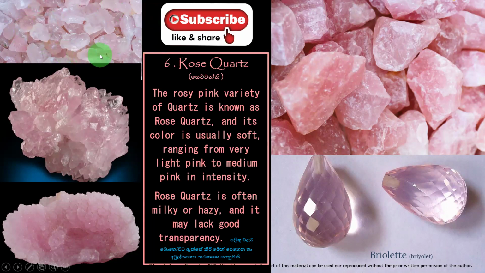Look at this. Number 6 is rose quartz. This is called rose quartz. Rose quartz, you can identify. The rosy pink variety of quartz is known as rose quartz, and its color is usually soft, ranging from very light pink to medium pink in intensity. Rose quartz is often milky or hazy, and it may lack good transparency. See the cut. This is called briolette.